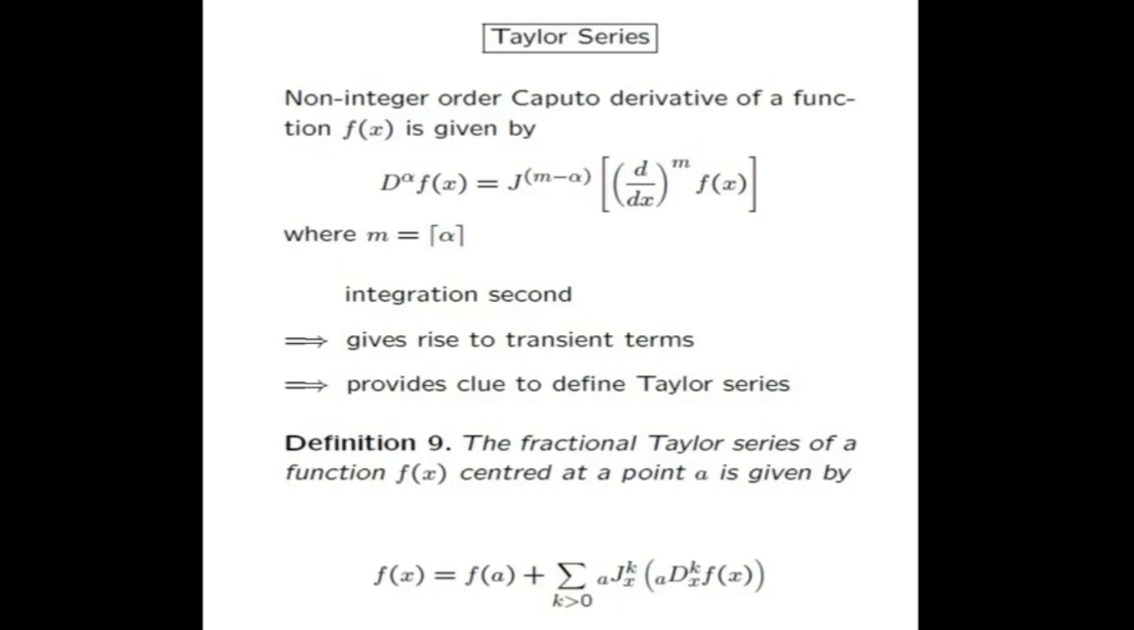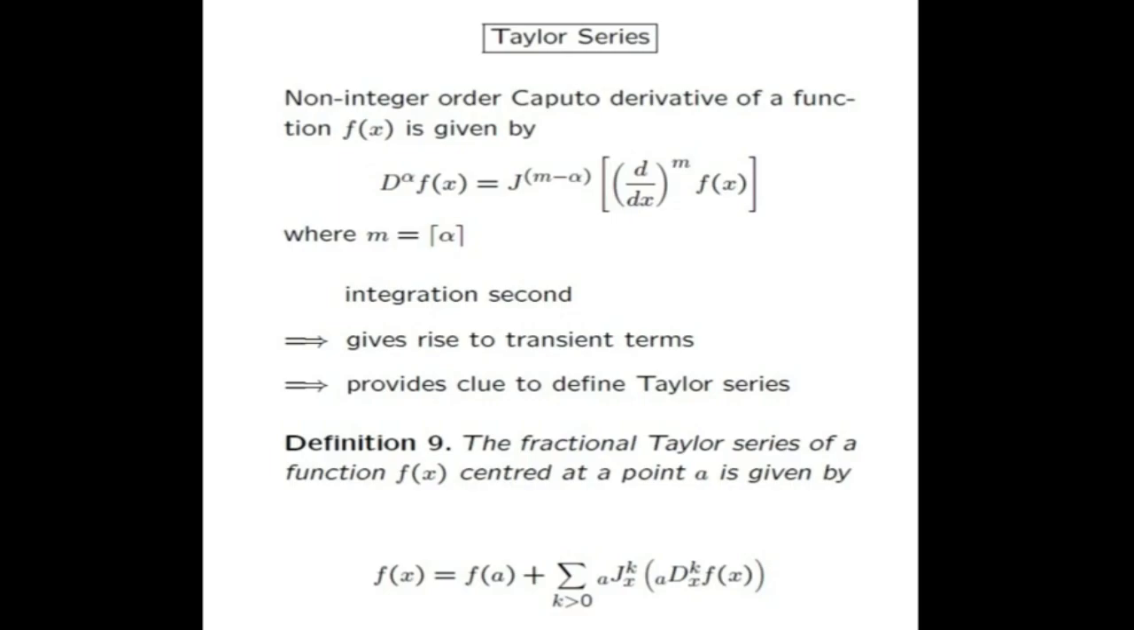So we talk about the Taylor series. Remember before we've mentioned that the Caputo formalism of the derivative operator takes the non-integer order integral to the left of the derivative, in which case it produces these transient terms and provides us with a clue of how to define the Taylor series. So this is our definition of the Taylor series of a function centered at a point, our fractional Taylor series. You can see in our definition, in the summation sign, we have the derivative applied first, and then we have the integral. Okay, and we also mentioned that k here need not be an integer number.